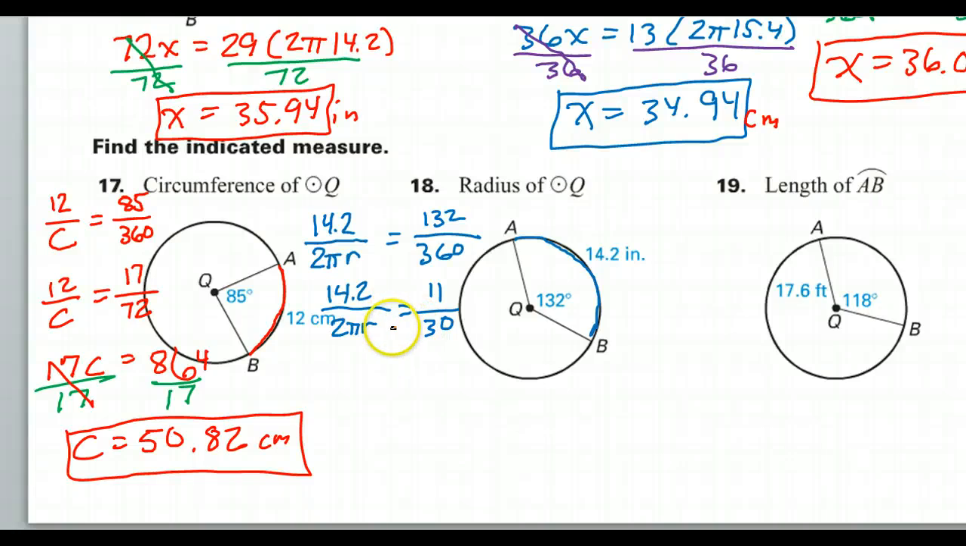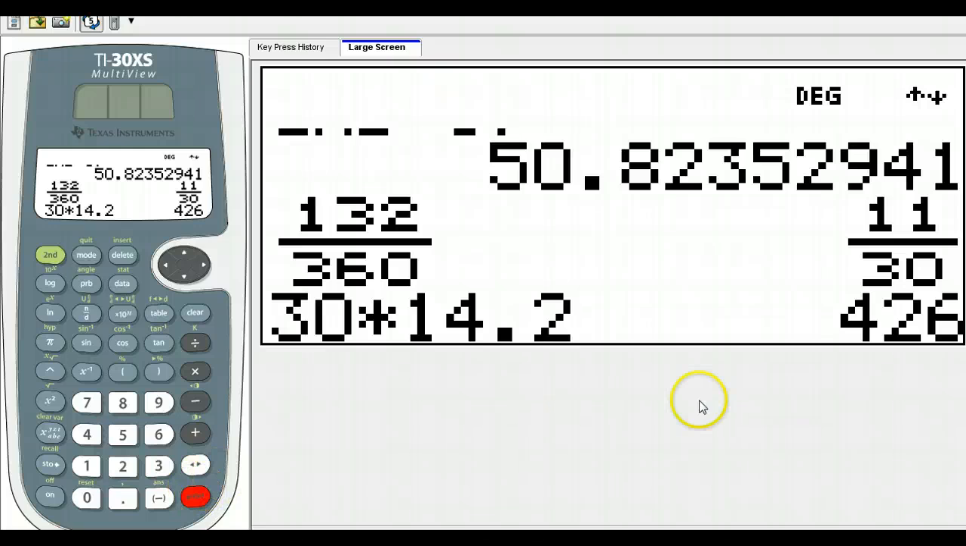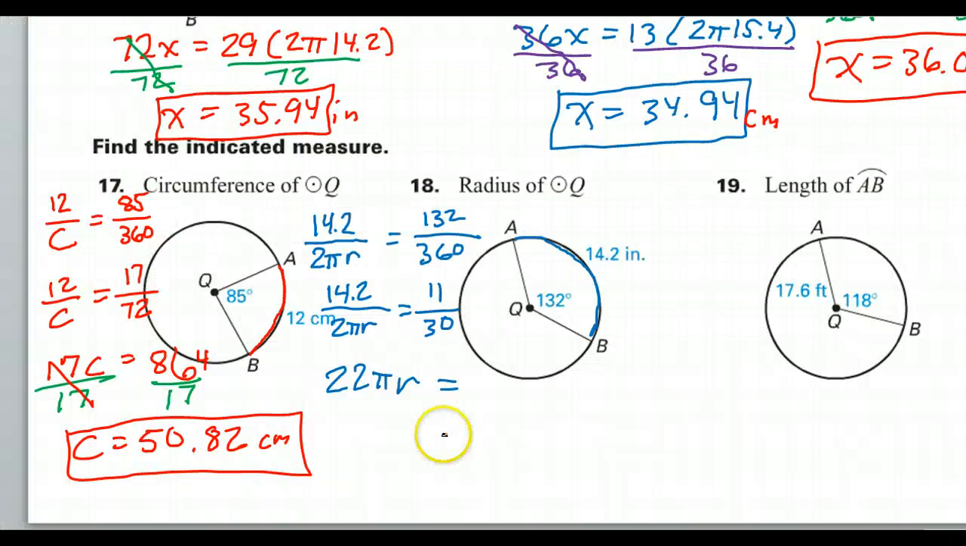Okay, so we just have to cross multiply. If we cross multiply, we are going to get, let's see, 2 times 11 is 22. So it'll be 22 pi r is equal to, let's see, what's 30 times 14.2? $426.